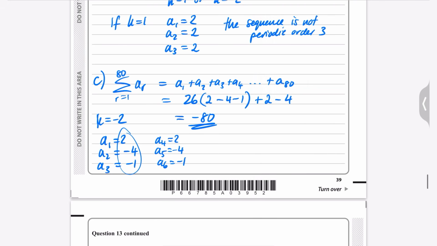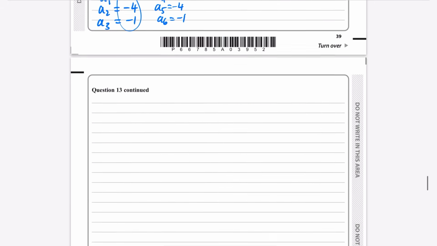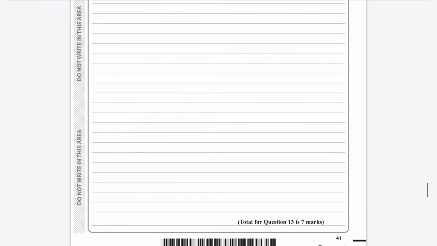Pretty tricky there, but we are getting towards the end of the paper. And the further you get towards the end of the paper, the more likely there's going to be these kind of problem-solving type questions.